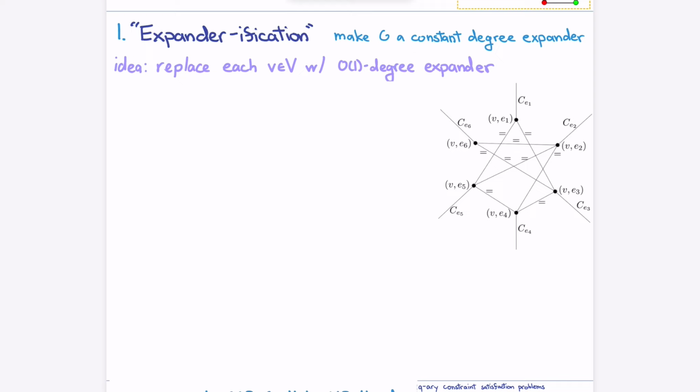Okay, so good. So that will address the degree, but how do you make the entire graph an expander? Actually, the way we're going to do it is simpler than you might think.